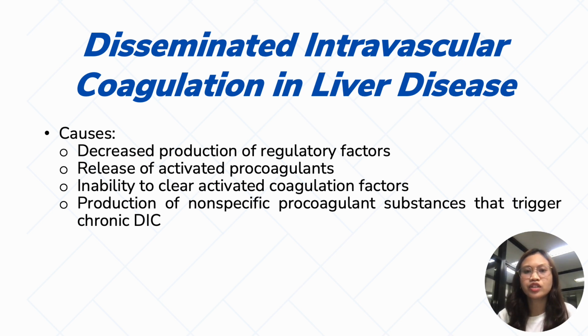DIC, secondary to liver disease, is due to a decrease in the production of regulatory proteins such as antithrombin, protein C, or protein S. Moreover, activated procoagulants are also released from degenerating liver cells, which cause coagulation to occur rapidly. Aside from this, the diseased liver also cannot clear activated coagulation factors, thus contributing to the clinical progression of DIC.